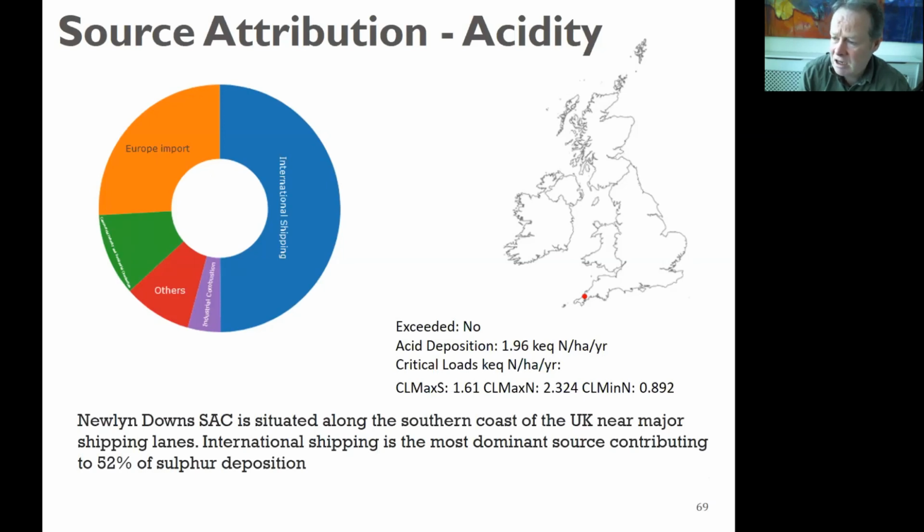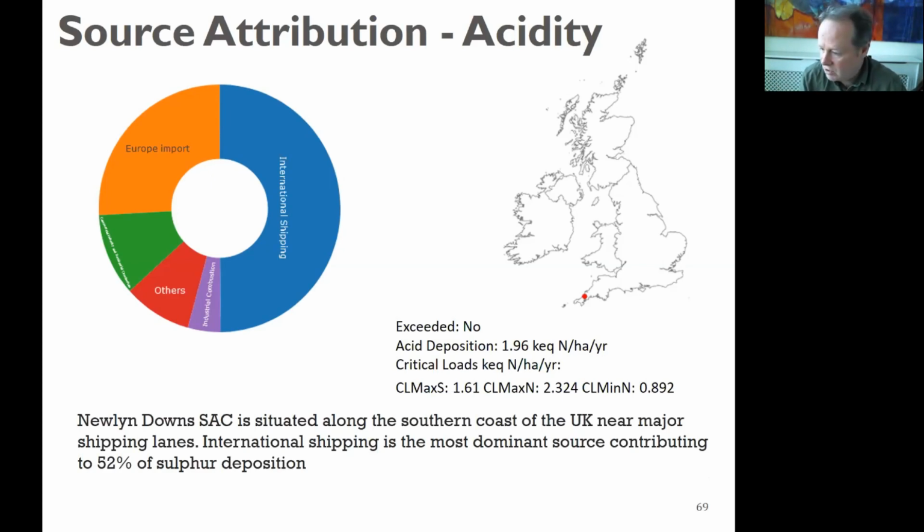Okay, so that just gives you a flavor of source attribution, and you'll see for every site, SAC, SSSI, SPA, and also any grid square in the UK, not quite in the tool yet, it will give you a source attribution pie of what is coming in that makes up the total N and the total S at that location. Okay, I think we're 2 minutes over, which is great.